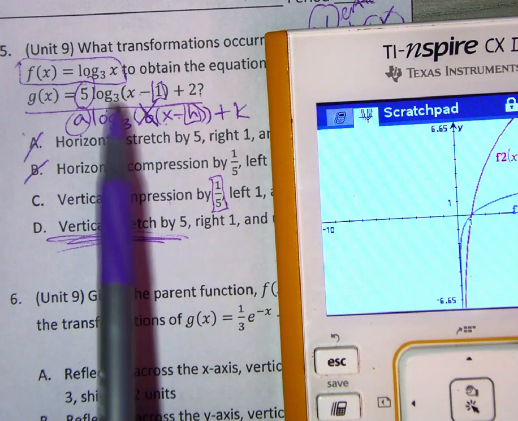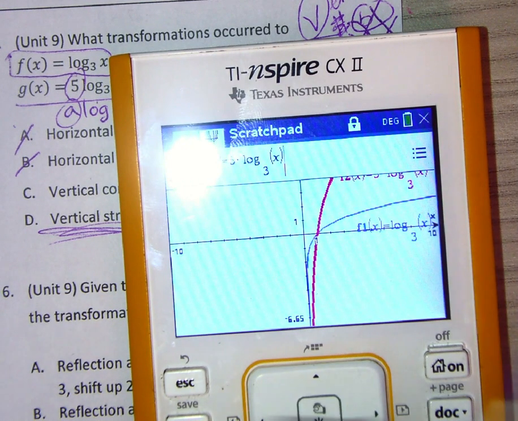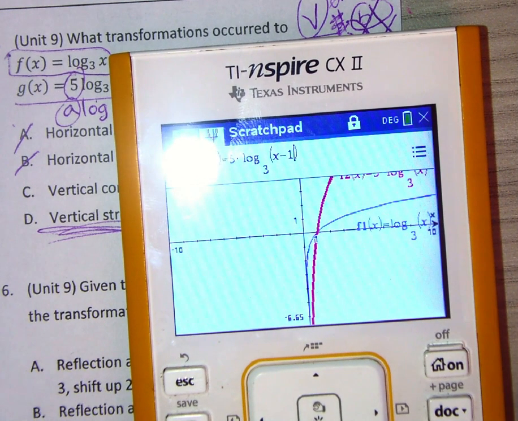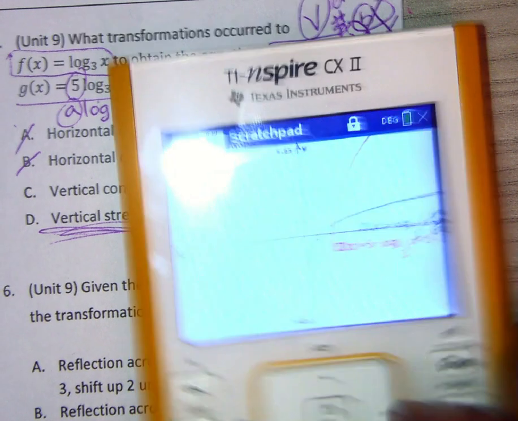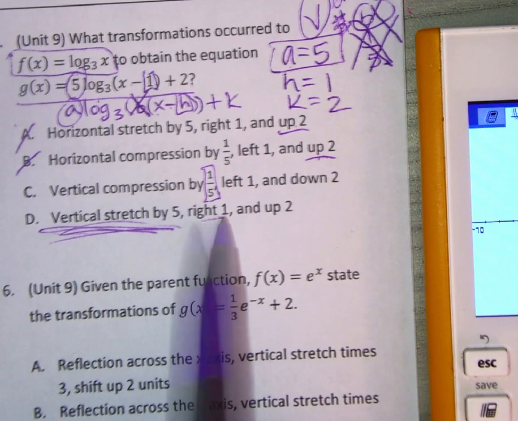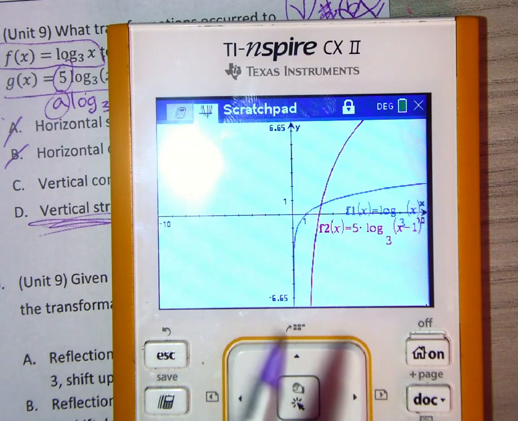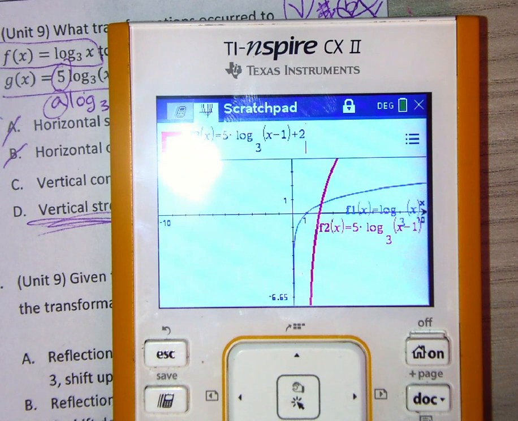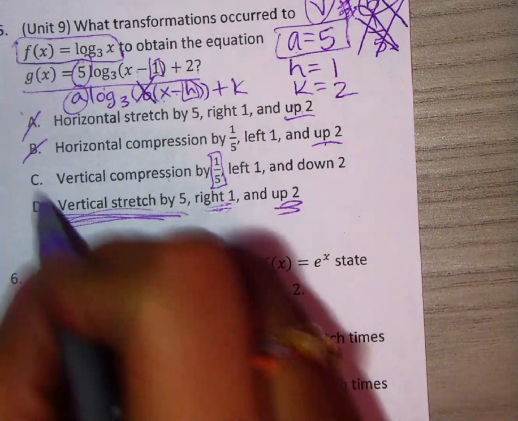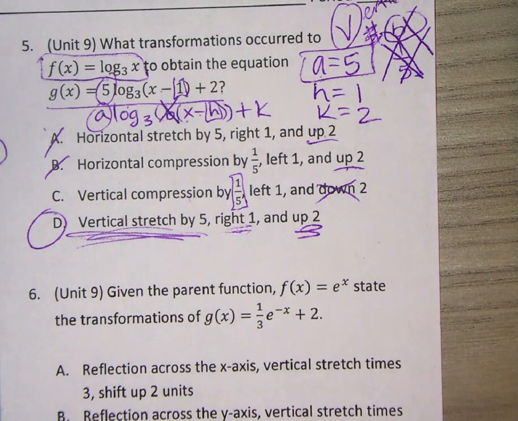Let's put the x minus 1 to see what happens. So I'm going to go right here, put minus 1. And notice that it shifted to the right. So it did shift right. And then we have the plus 2. So it shifted up. So yeah, it's D. I overlooked the last part. So it's definitely up, not down.